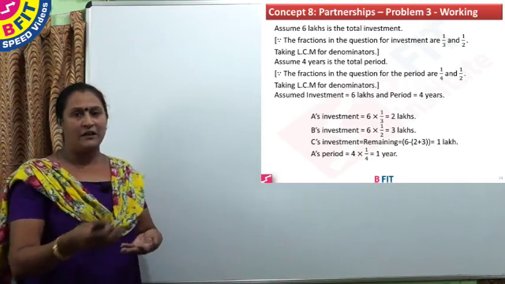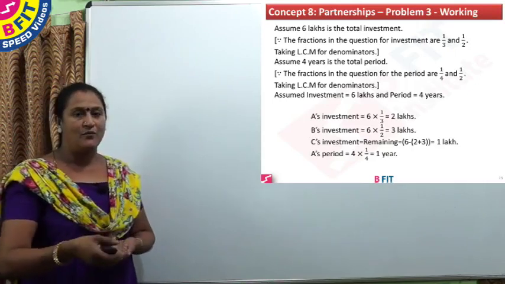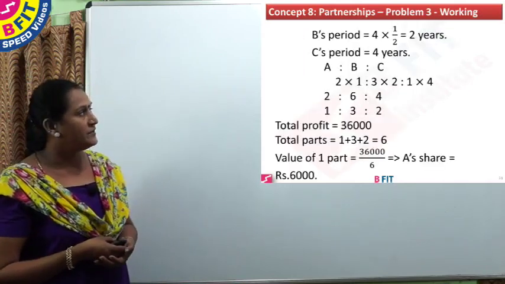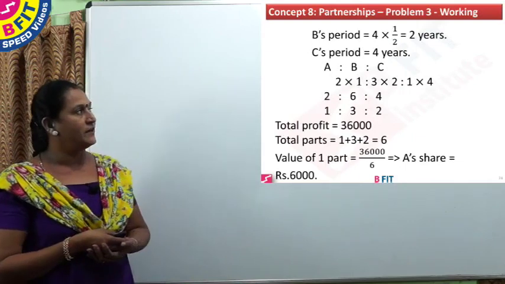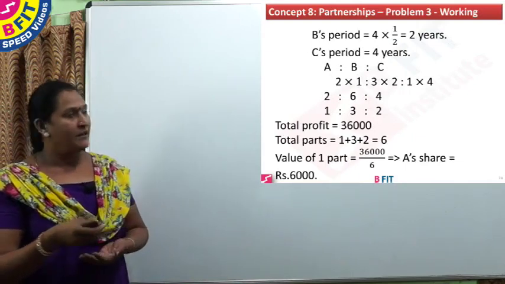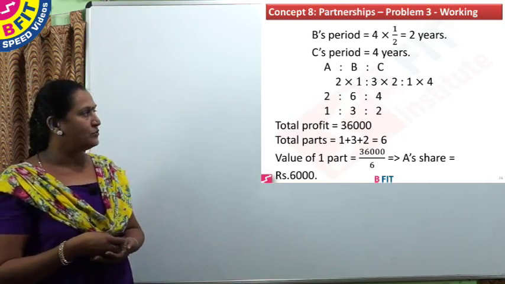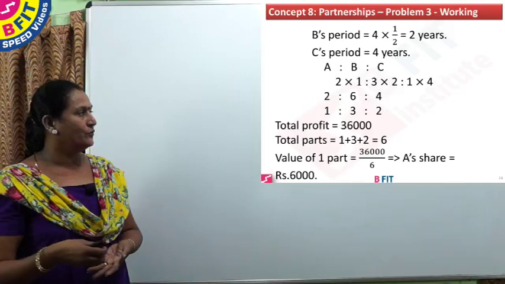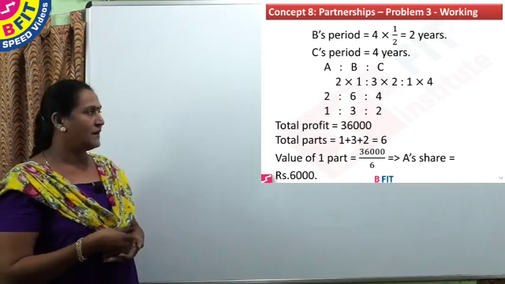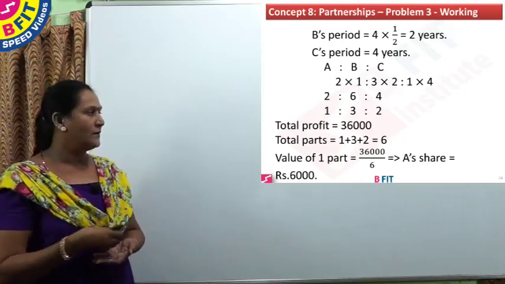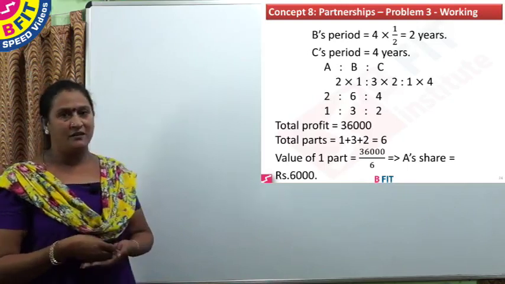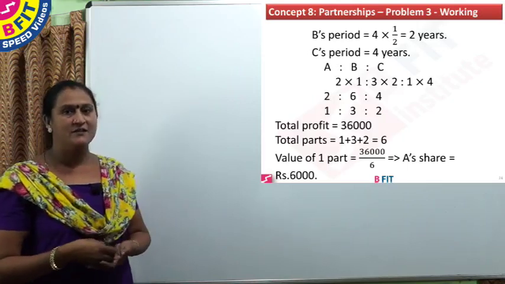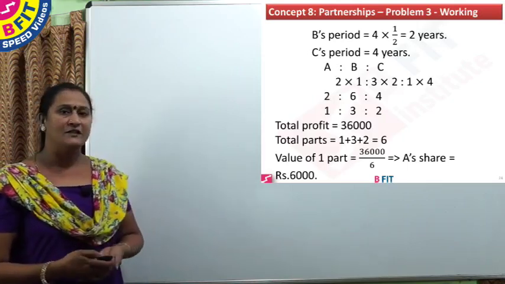So after getting the ratio of investment, we have shared the profit according to this investment. So here B's period is 4 into half, 2 years, and C's period is 4 years. So for the ABC ratio, we have got the investment as 2:6:4. After simplifying it is 1:3:2. So total parts for investment is 6. The total profit is divided by 6 and 1 part is 6,000. So as A has invested 1 part, his part of profit is 6,000. So we'll see the next concept.